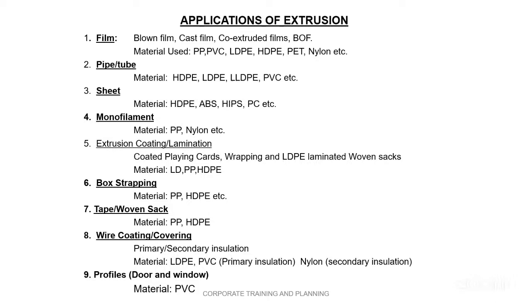Then extrusion coating, laminates. Yes, we are also going to see that coating, wire plant, cable plant, right? Then we are also going to see box strapping, woven sacks, wire coating, covering, primary and secondary insulation, and the profiles. Various types of profiles can be manufactured. Maybe I told you various types: L type, Z type, U type, W type, any type of continuous profiles can be manufactured by the extrusion process. These are the very major applications of the extrusion process.